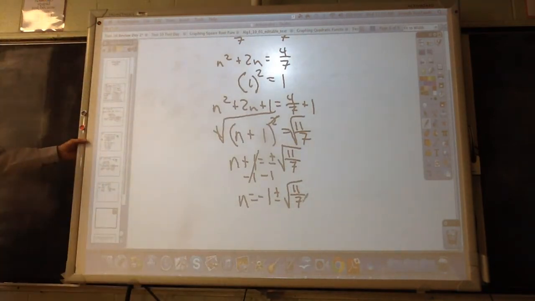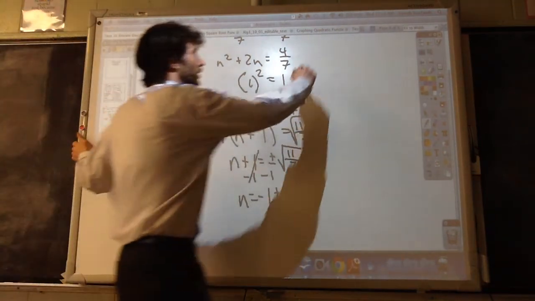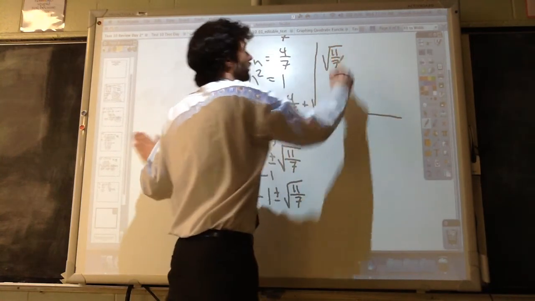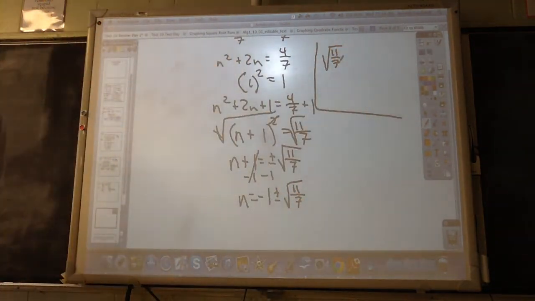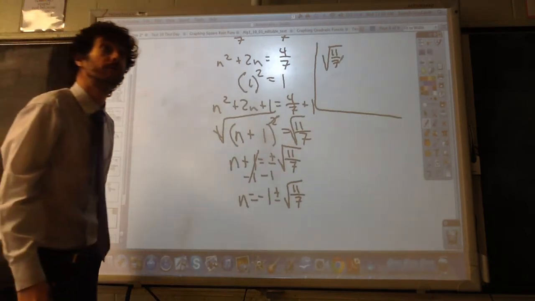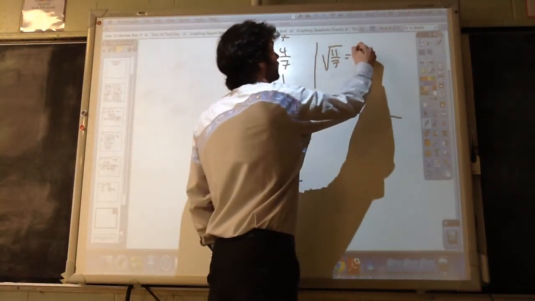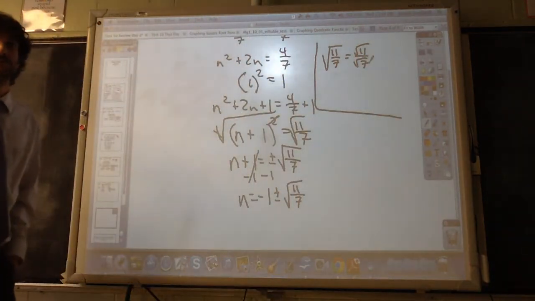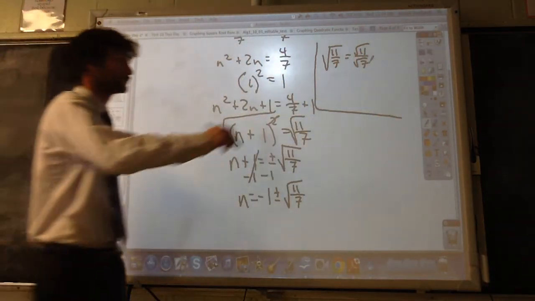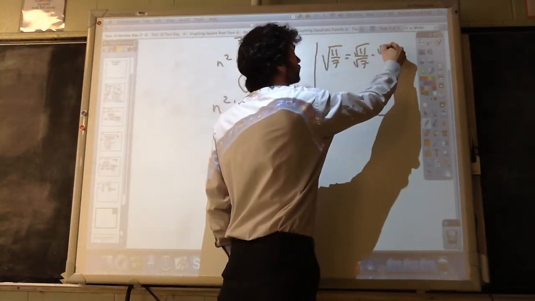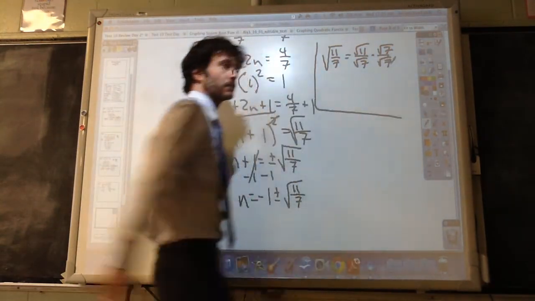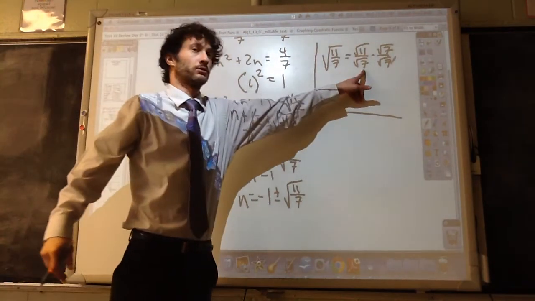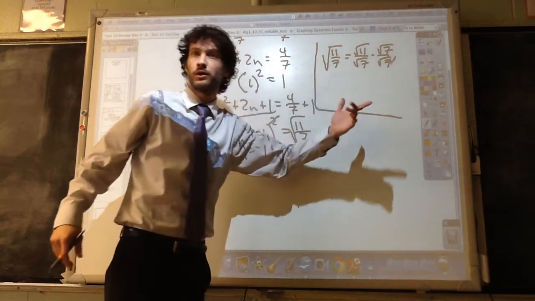Now I need to fix the ugly square root. So I'll do that over here. So here's what I've got. How can I fix it? Split them. Okay. And then what? Good. Multiply by square root of 7 over square root of 7. That's how you rationalize a denominator if it's a monomial, right? You just multiply by whatever it is you want to get rid of.